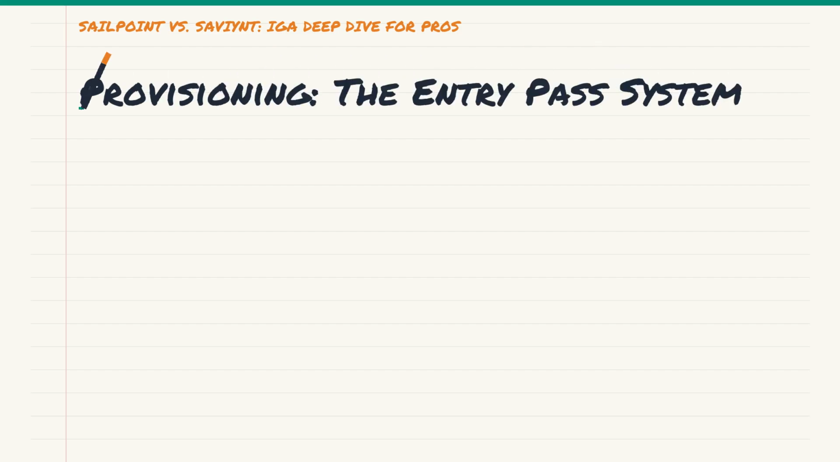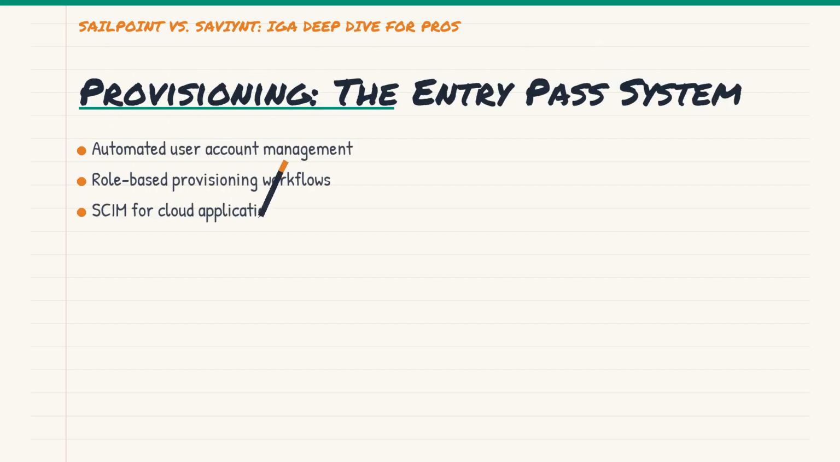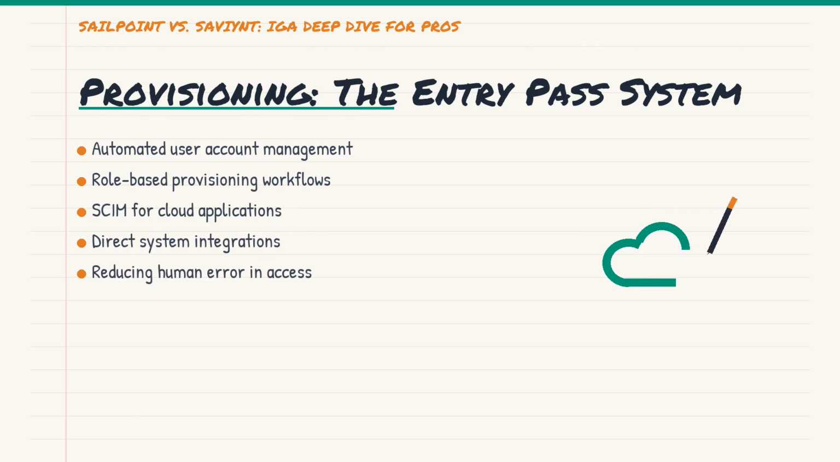One of the core functions of any IGA tool is provisioning. This is essentially the process of creating, updating, and deleting user accounts and their associated permissions across various applications and systems. Imagine a new employee joining your company. Instead of someone manually going into Active Directory, then Salesforce, then Workday, an IGA tool can automate all of that based on their role. This isn't just about speed, it's about consistency and reducing human error, which is a massive attack vector. The protocols here can range from SCIM for cloud apps to direct database connections, or even older RPC methods for legacy systems.